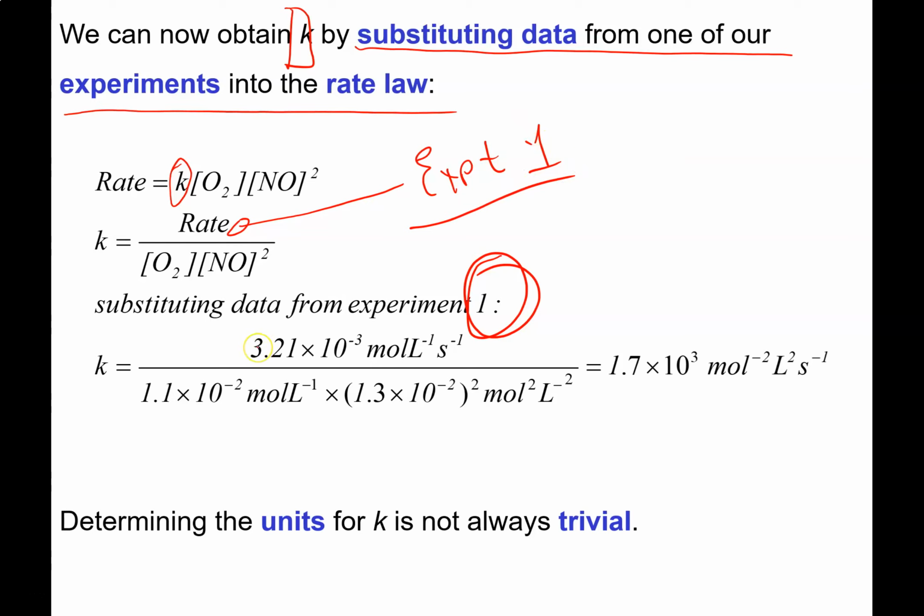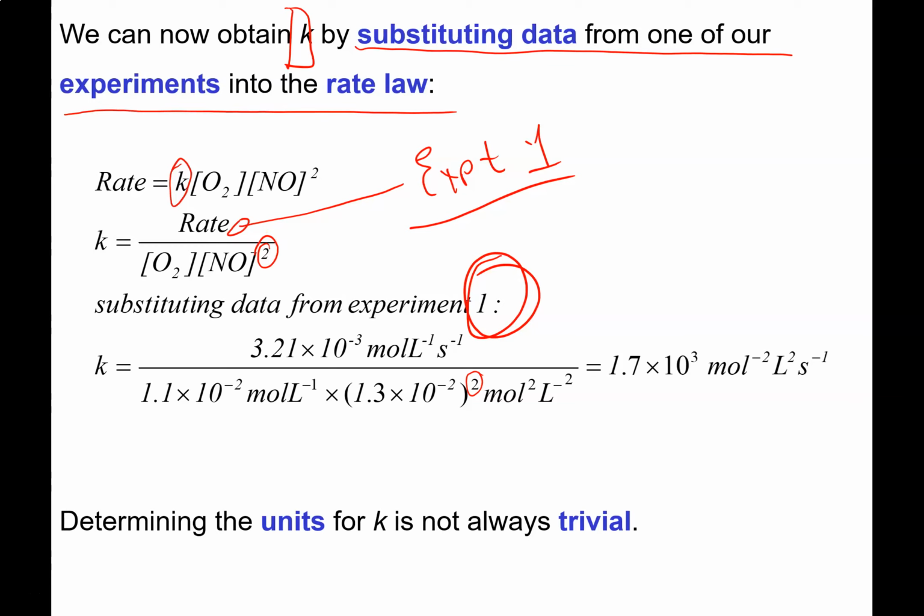The rate of the reaction in experiment 1 was 3.21 × 10^-3 moles per liter per second. The concentration of O2 in experiment 1 was 1.1 × 10^-2 moles per liter. And then the concentration of NO in experiment 1 was 1.3 × 10^-2. And I have to square that to account for the fact that the NO, that term there, is squared.